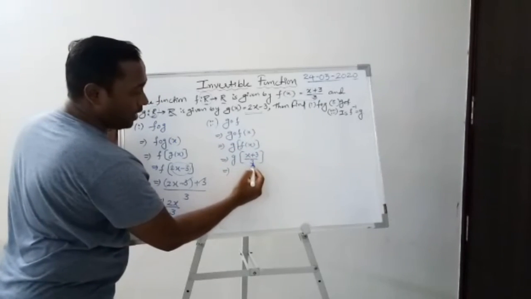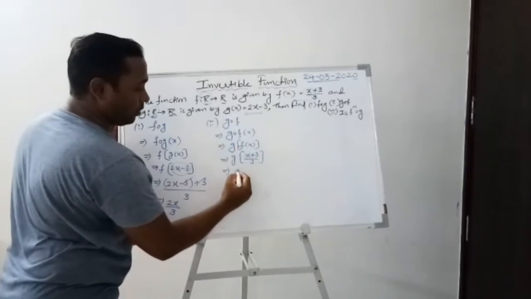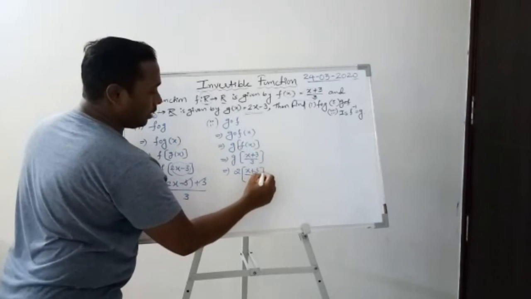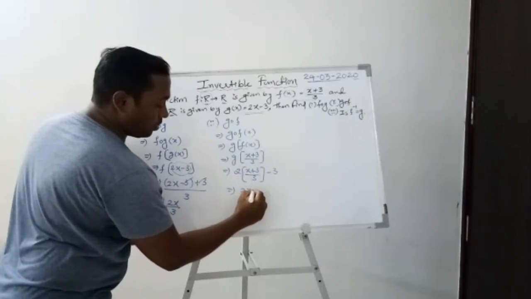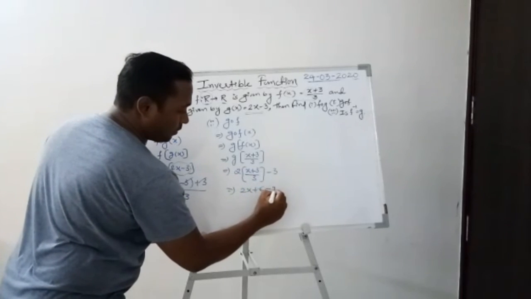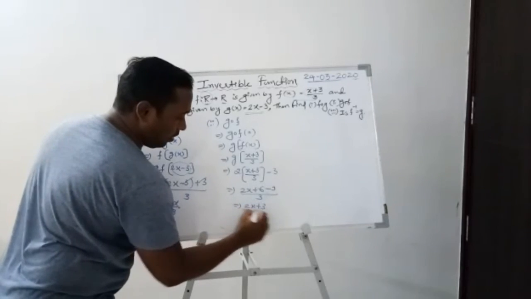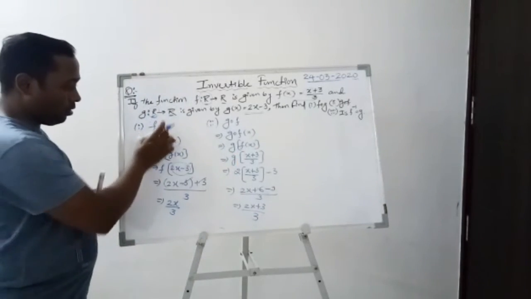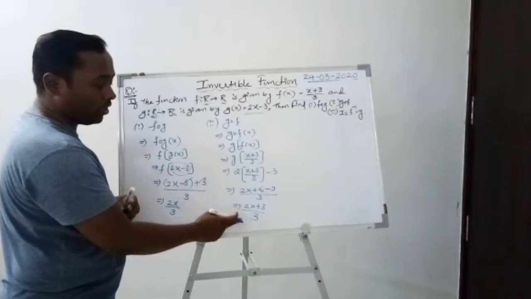And what is g of x? We have 2x minus 3. We are substituting this value in the g function. So 2 into (x+3)/3 minus 3. So hence, when you substitute this and simplify further, you will get (2x+6-9)/3. You will get (2x-3)/3. So this is the fog function value, and this is the gof function value.